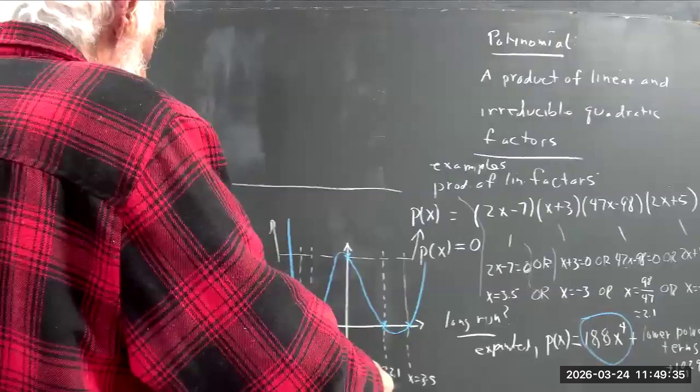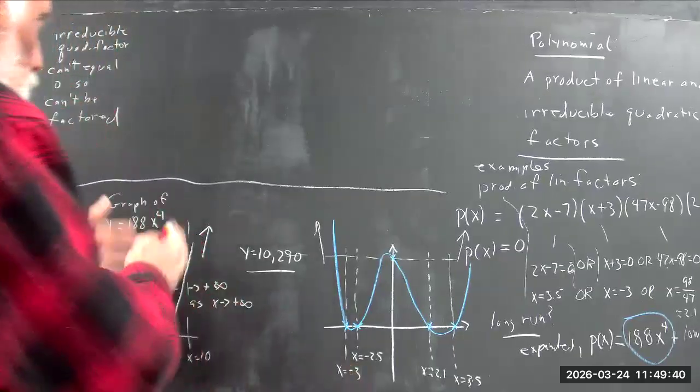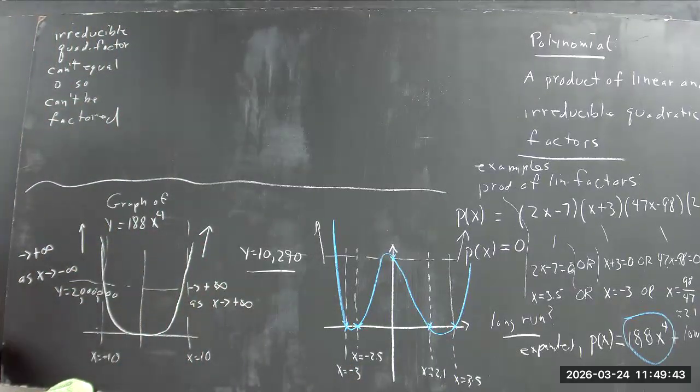Some of this wasn't visible on the board. I've got to pay more attention to that. Most of this was visible. What I wrote over here at the left didn't quite make it, but you heard me say it all, and there's not really that much here. It approaches plus infinity as x approaches negative infinity. It's obvious anyway. Now I just wrote that an irreducible quadratic factor can't equal zero, so it can't be factored. And that's actually the definition of an irreducible quadratic factor.